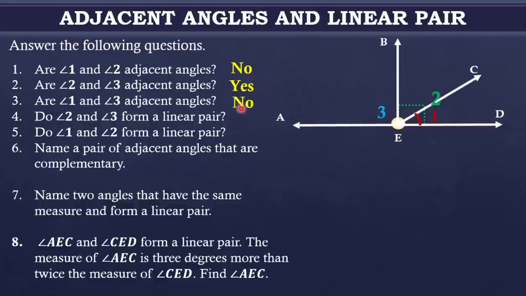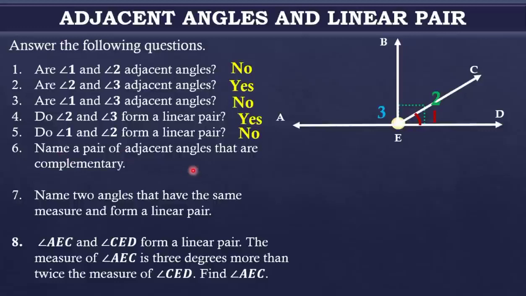So this is no. Next, do angle 2 and angle 3 form a linear pair? Here is angle 2, here is angle 3. Do they form a linear pair? Yes. Next, do angle 1 and angle 2 also form a linear pair? No. Obviously they are not supplementary, and at the same time they are not adjacent, as mentioned earlier. A linear pair must be adjacent and supplementary. So this is no. Next.